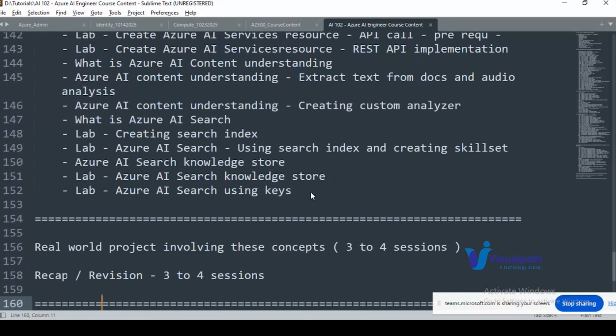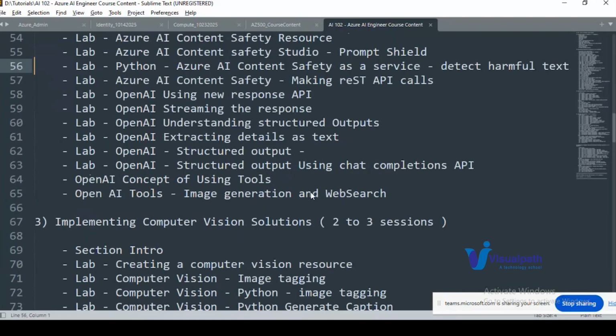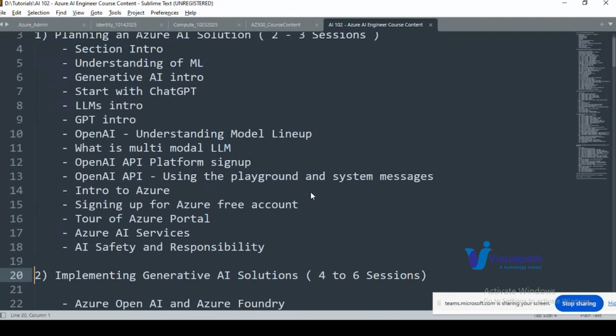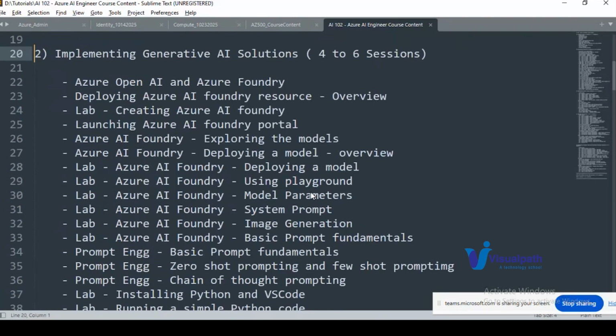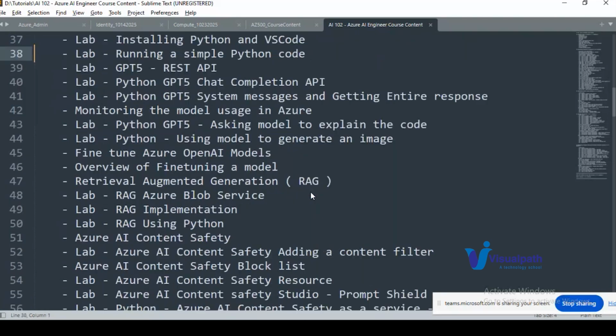Okay. So we'll also try to see a real world project involving all these concepts. We'll also try to do some revision in the last 3 to 4 sessions. Okay. So this is what we'll be covering in our overall course. And there are a lot of labs. Okay, a lot of labs.